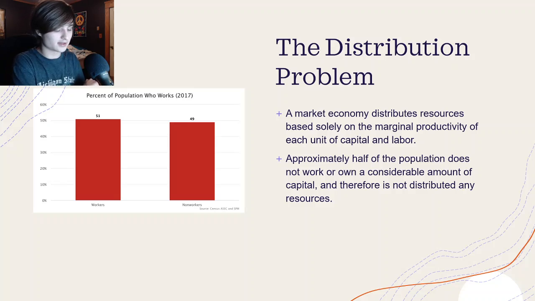So the thing that's crucially important to understand when we're talking about why welfare is necessary is what I like to call the distribution problem. Essentially, a market economy distributes resources based solely on the marginal productivity of each unit of capital and labor. The problem is approximately half of the population does not work or own a considerable amount of capital, and therefore is not distributed any resources through market mechanisms. And here we can see, based on census data, the percentage of the population who works is 51%. The percentage of the population who doesn't work is 49%.